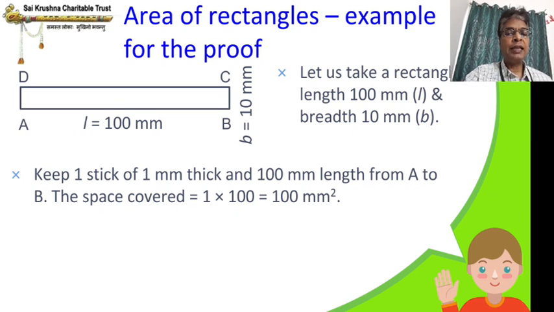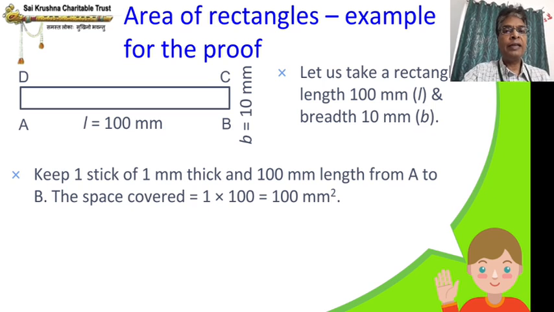In the last page we saw that the total space covered by one stick was L, and I had not written mm square there. Here, since the length is 100 mm and the stick thickness is 1 mm, the total space covered by one stick equals 100 mm square. Let us see, I am going to draw a line. See the green line, one line I have drawn.